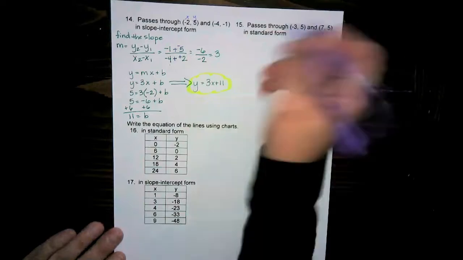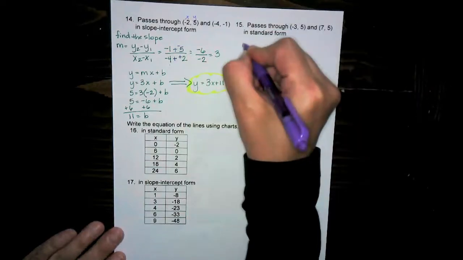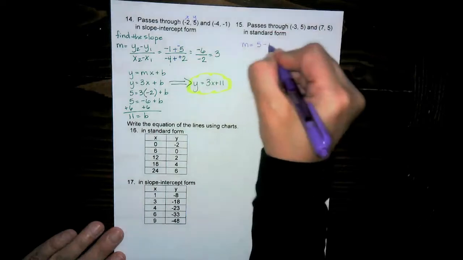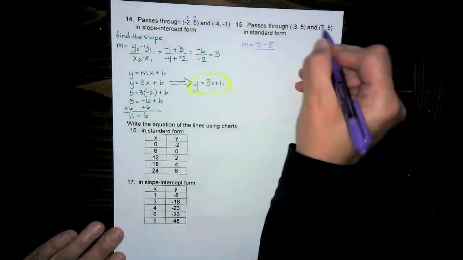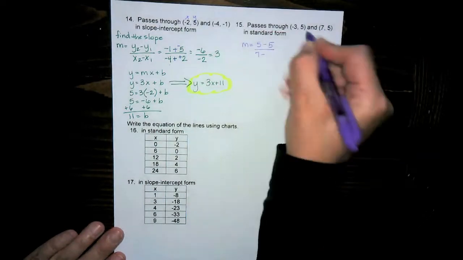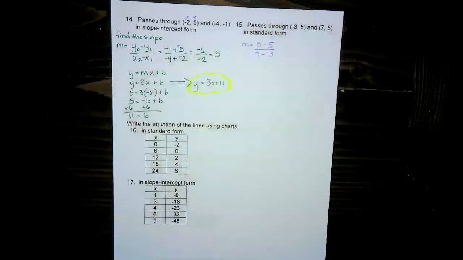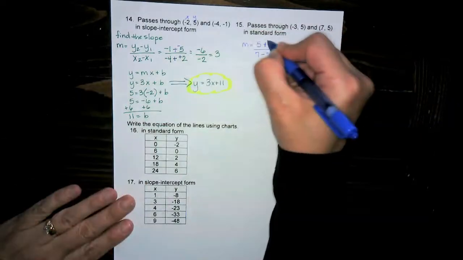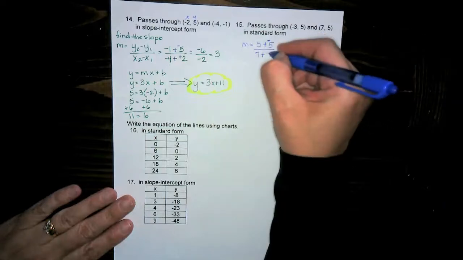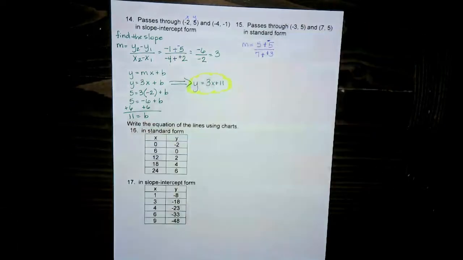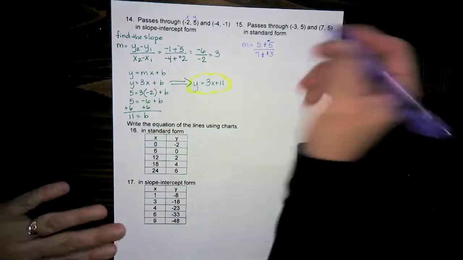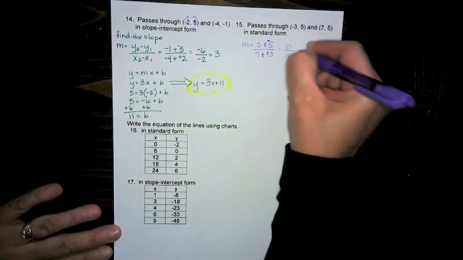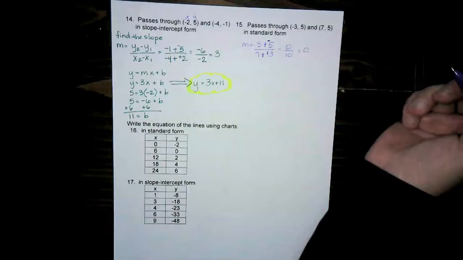Again, we find the slope first. So I've got to use my formula. Y2 is 5 minus Y1, which is also 5. X2 is 7 minus X1, -3. Use that, change your subtraction to addition by changing the sign of the next number on both the top and the bottom. And then on top, notice we have 5 plus -5, which is 0. And on bottom, 7 plus 3 is 10. So my slope here is 0.